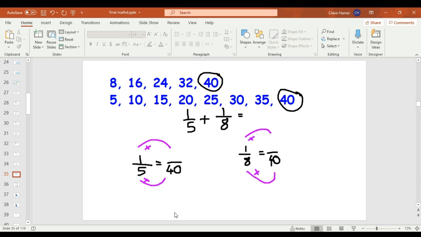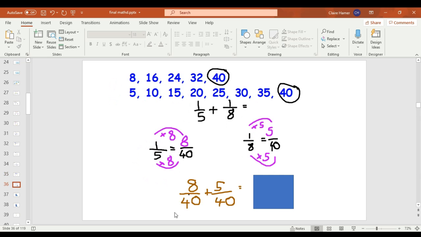Right, I'm going to reveal my answer. So I've got 8/40 and 5/40. And I'm just going to get my final answer. So 8/40 add 5/40 equals 13/40.